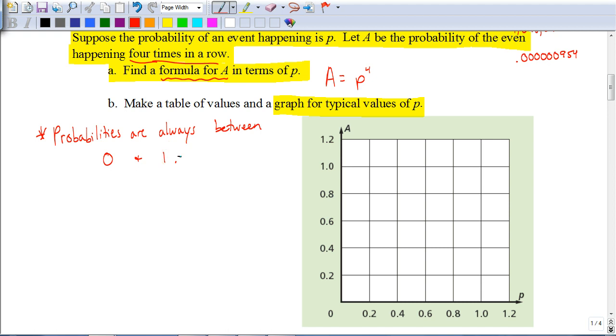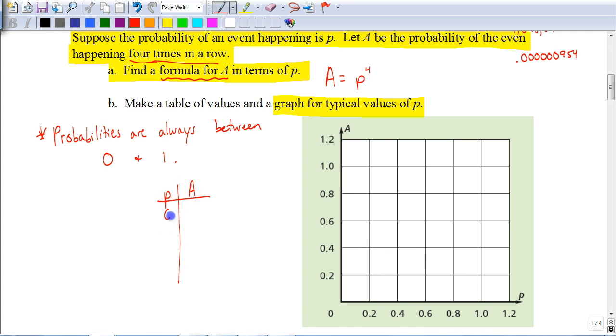Okay, that's important to remember. So a probability of 0 means that it's impossible to happen, and there's no such thing as a negative probability. And a probability of 1 means that it's guaranteed to happen. There's no way for it to not happen. So let's look at some different probabilities for this particular event.